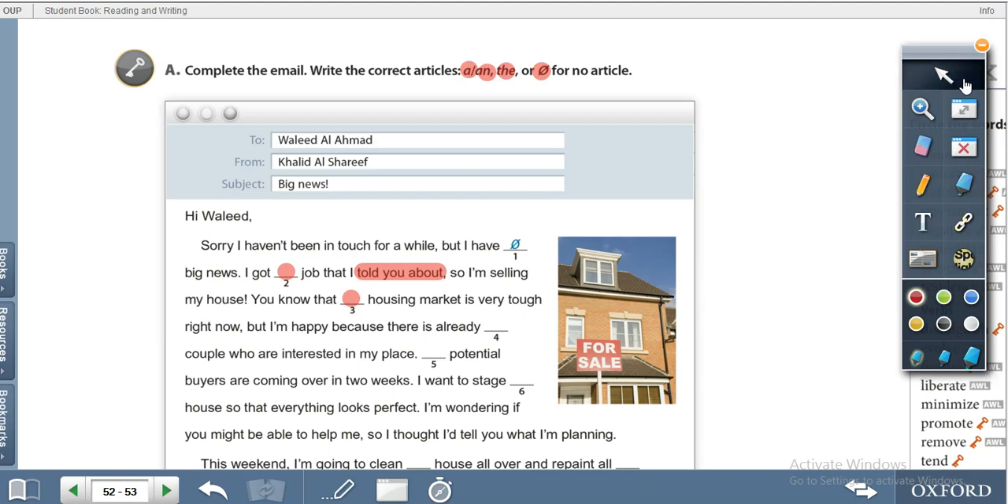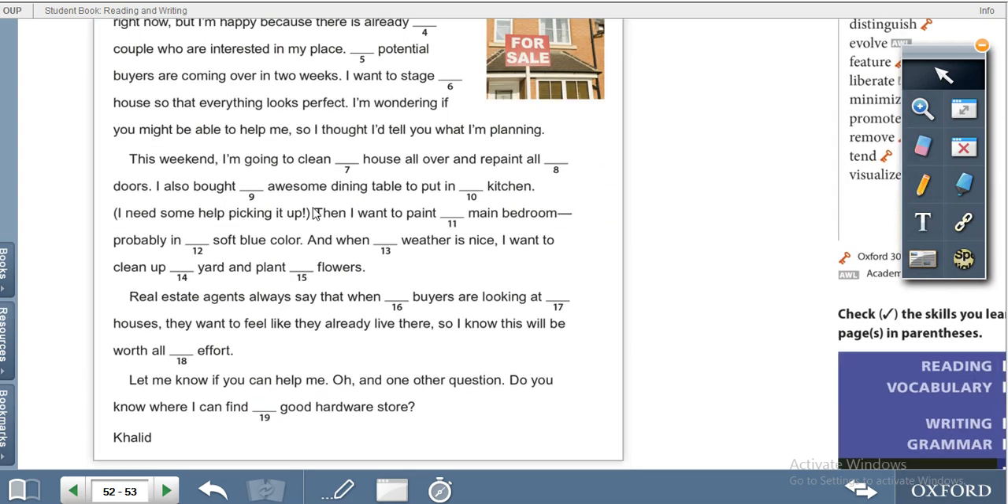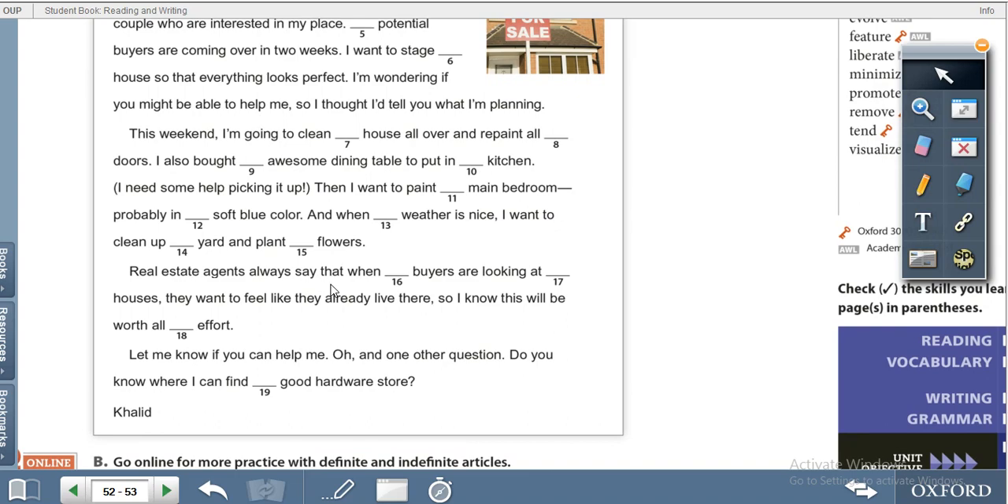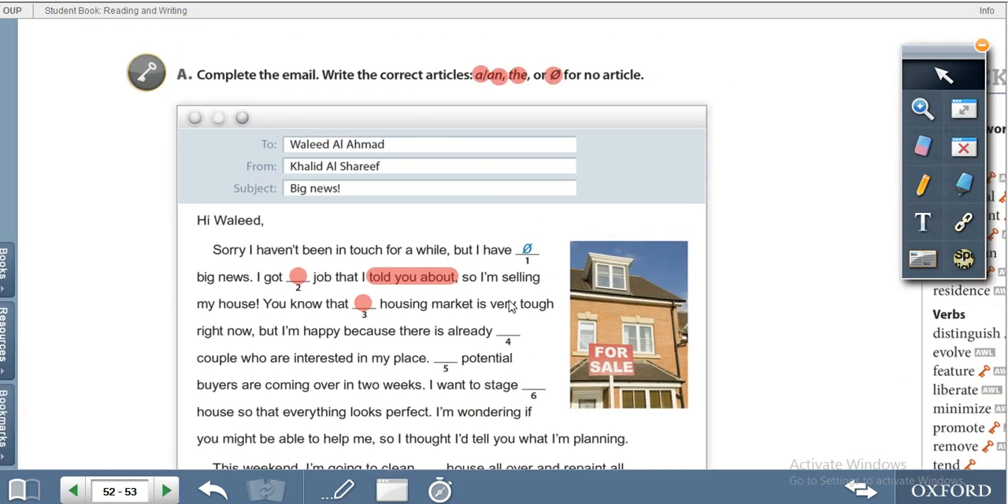So the rest of the exercise you have to solve yourself and share it with your teacher during the class. And finally, you can write the word according to your knowledge, definite and indefinite article. I hope you enjoy this lesson.